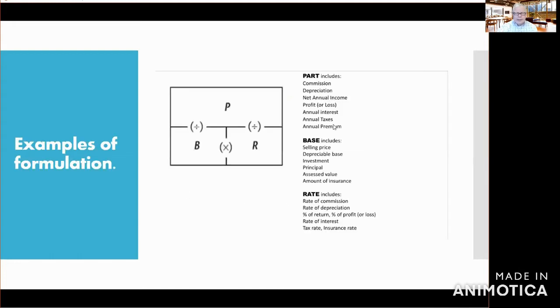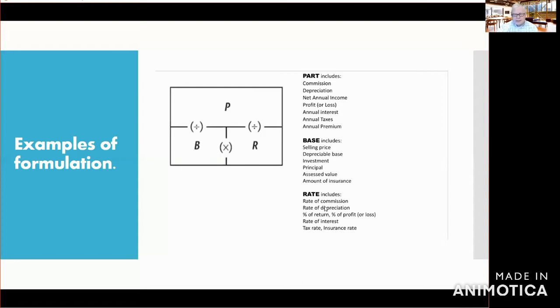Now, this is some of the things you're going to see along the way as far as what the parts are. They might be the commission that you receive, could be the depreciation or net annual income, the profit or loss, annual interest rates, the annual taxes, the annual premiums. They would all generally fit up here. The base is going to be the selling price, appreciated base, the investment, the principal put in, assessed value, the amount of insurance, and then the rate.